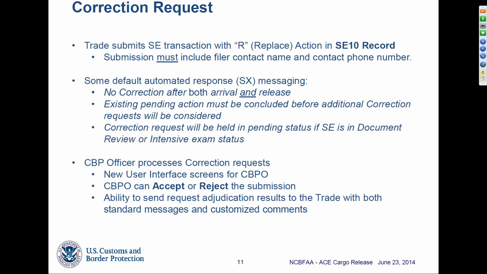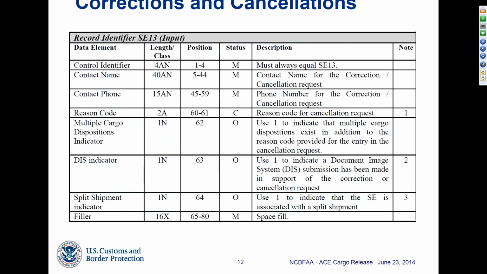So the officer has a new interface to accept or reject. And we've got some standardized messaging that comes back out. This is part of the IG that says, okay, I've got the name, the number, there's a reason code. We'll take a look on the next page. Basically why I'm requesting this thing to happen.